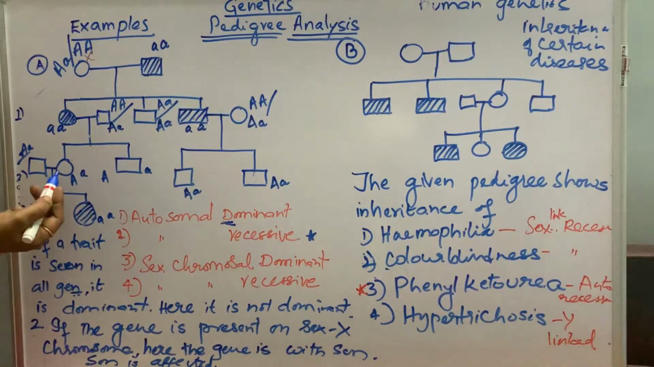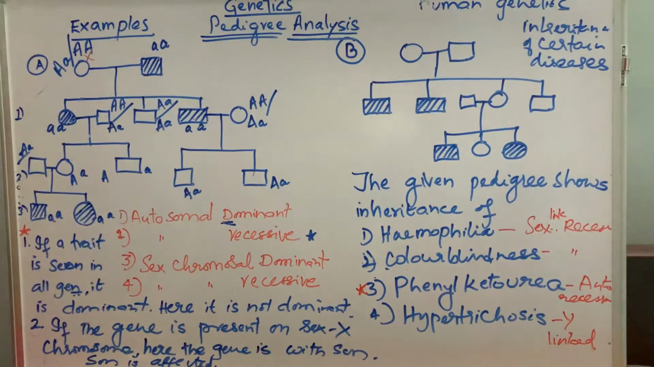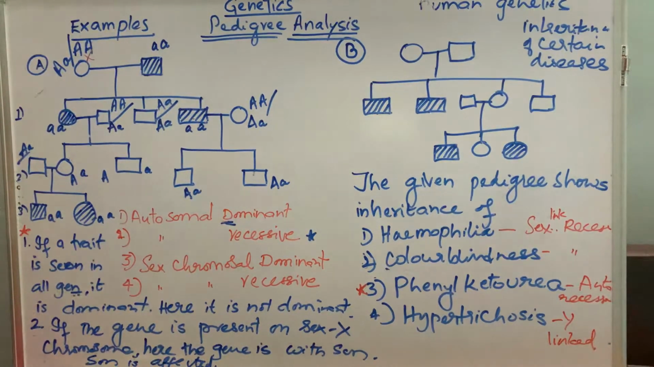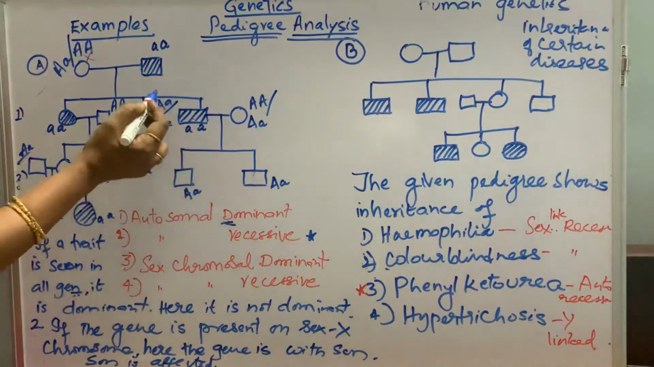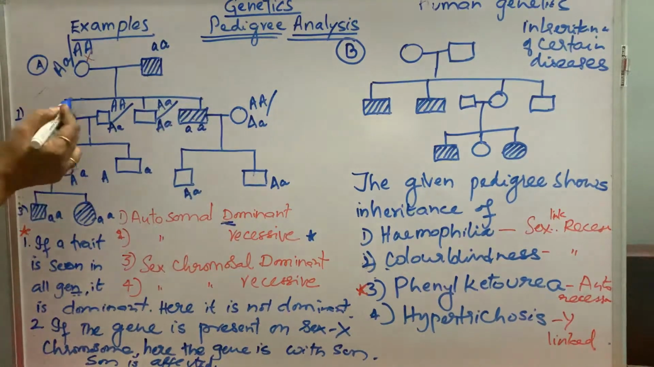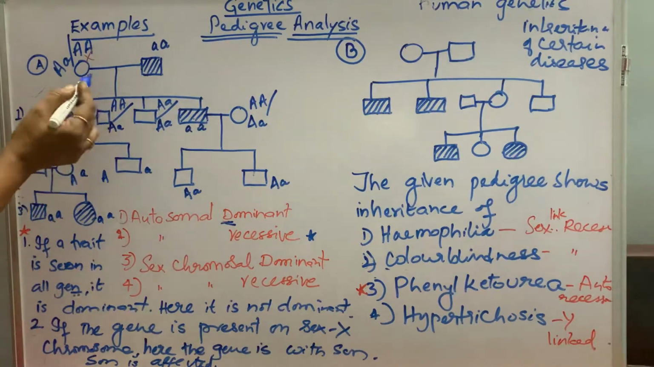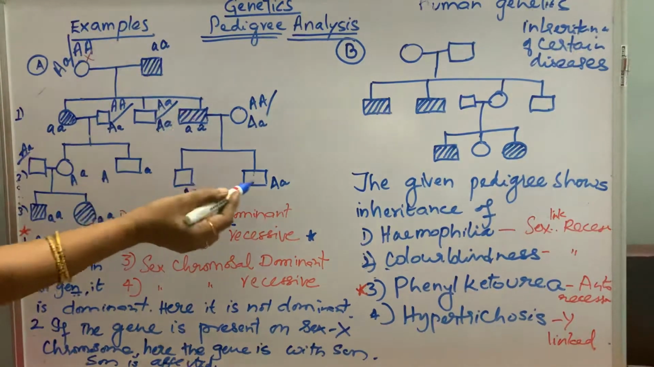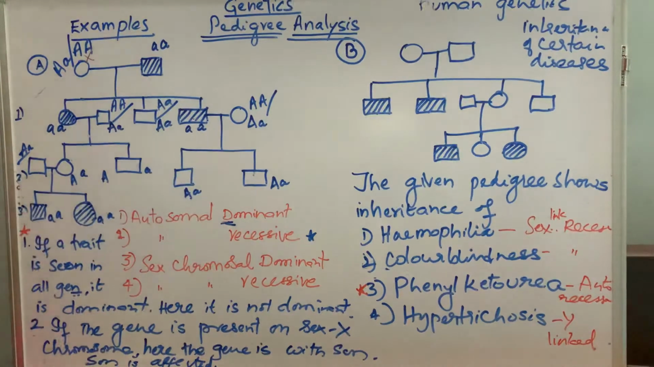But what about the second generation? Here, this couple has one daughter and one son who are normal looking. And their daughter has unaffected children, and their son has also unaffected children. So, in this generation, we are not finding any affected individual. So, it cannot be dominant.